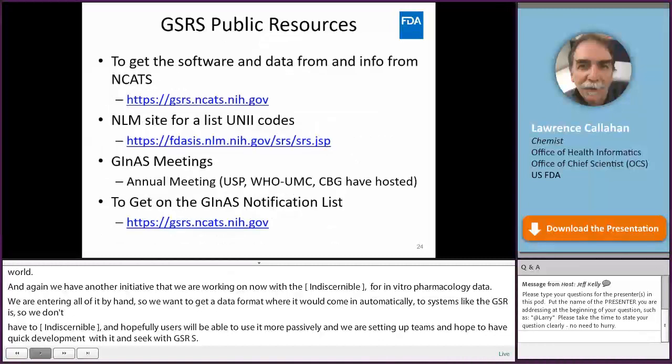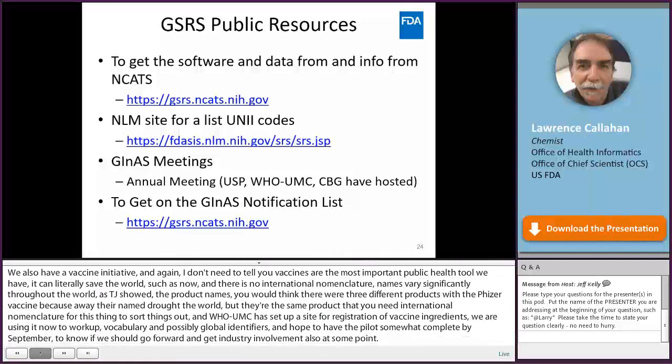So these are the public resources, and again, Tyler will go over them in more detail than I have here, but if you want to find the software and data, you can find it at the NCATS site. If you want a list of all the Unicodes, you can go to NLM, although that's going to probably come down at the end of the year since our collaboration with them is ending.